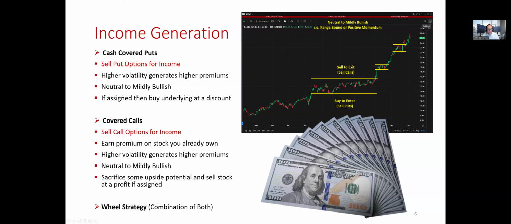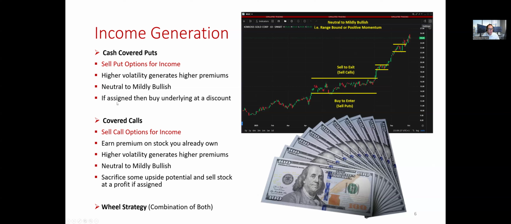Now, with these income generation strategies, cash covered puts and covered calls, our view on the underlying asset is generally that we're neutral on the price or mildly bullish. What that means is we think the stock is range bound and maybe has some upside, but we don't think it's going to fall in price.